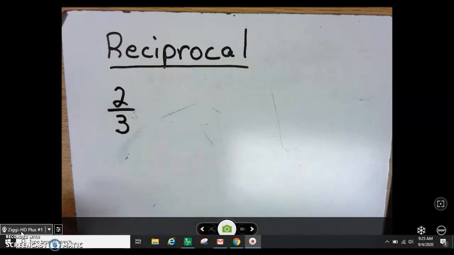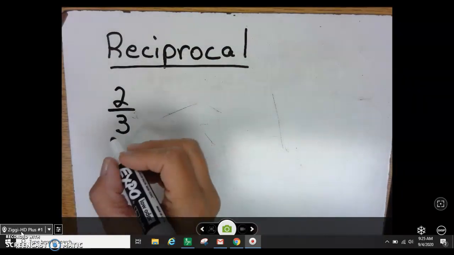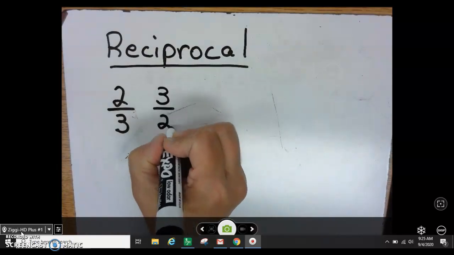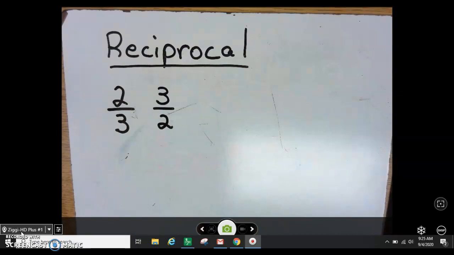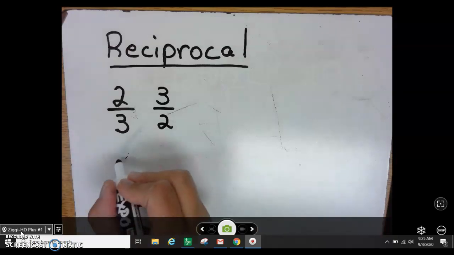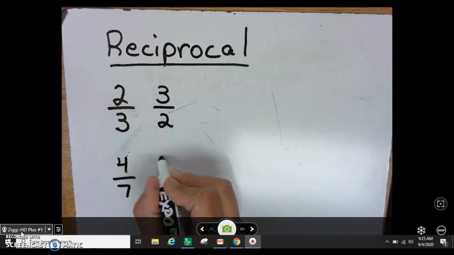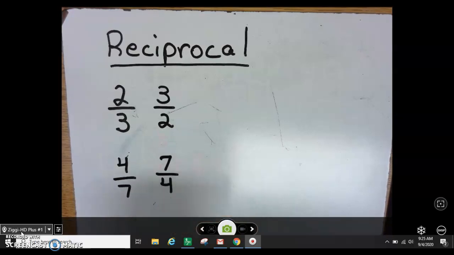So the reciprocal of that number is just flipping it, putting your denominator on top, putting your numerator on the bottom. So 3/2 is the reciprocal of 2/3. Okay. 4/7. The reciprocal of 4/7, again, put the denominator on top, put the numerator on the bottom, is 7/4.